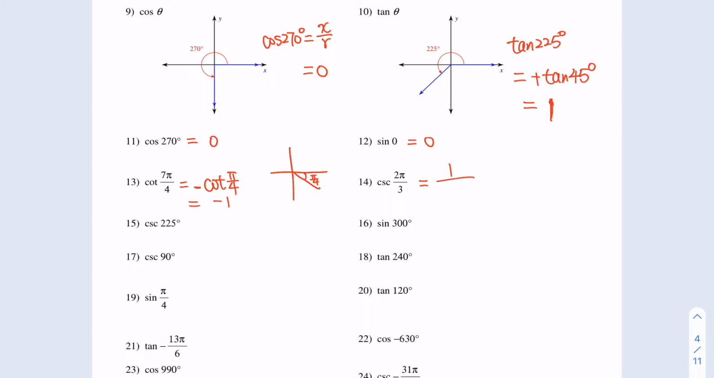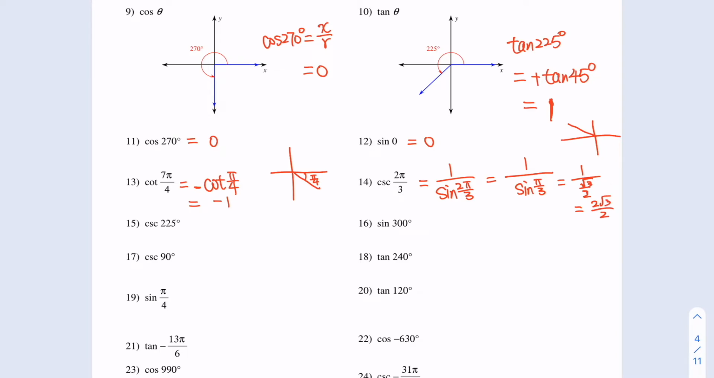Cosecant, we'll change it to 1 over sine 2 pi over 3. Sine 2 pi over 3 is in the second quadrant, sine positive, so it's the same thing as sine pi over 3, which equals root 3 over 2. So 1 over root 3 over 2 is 2 over radical 3.